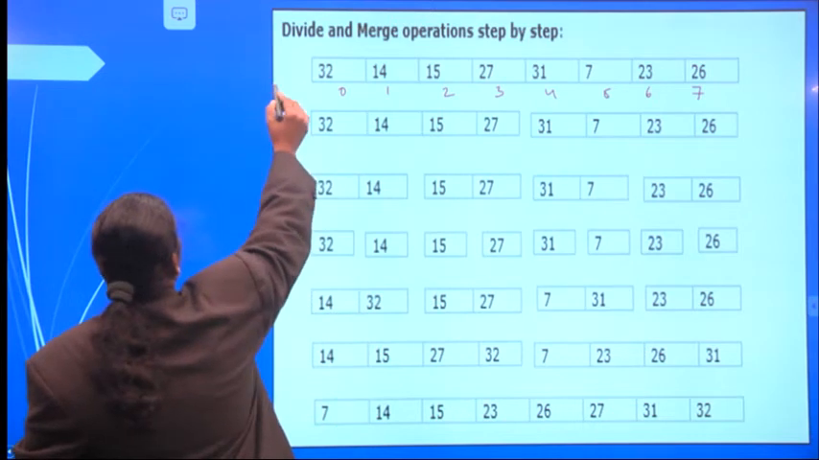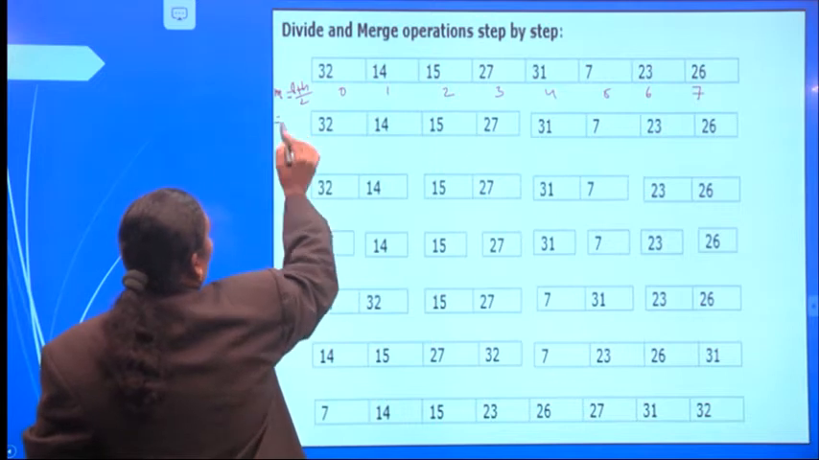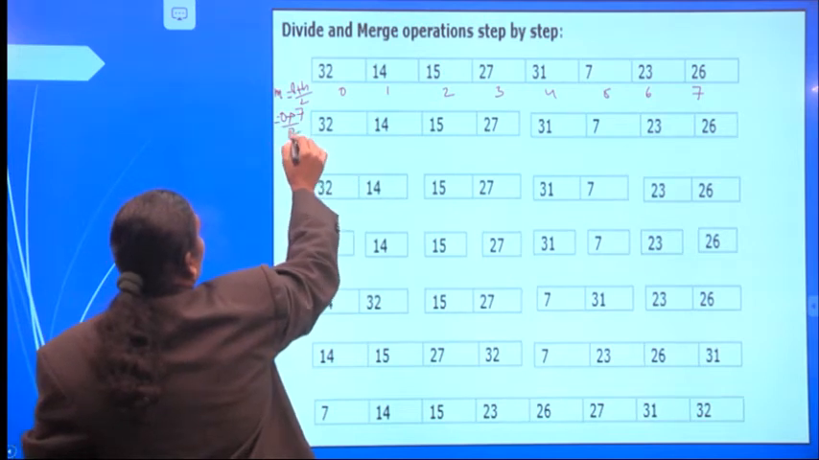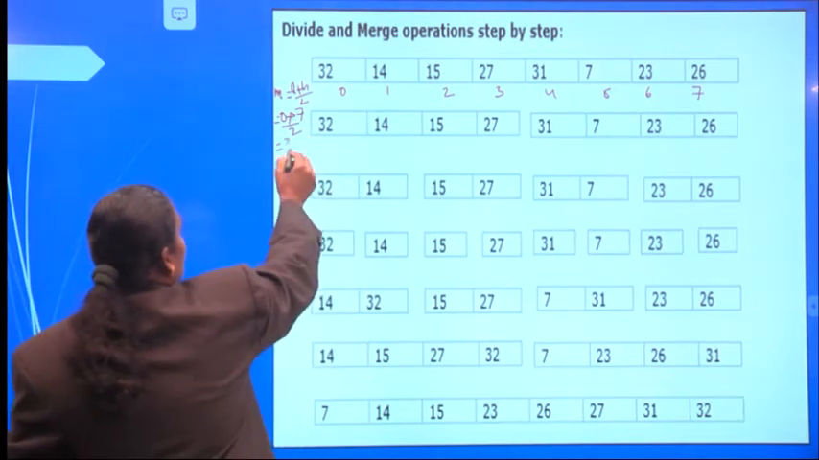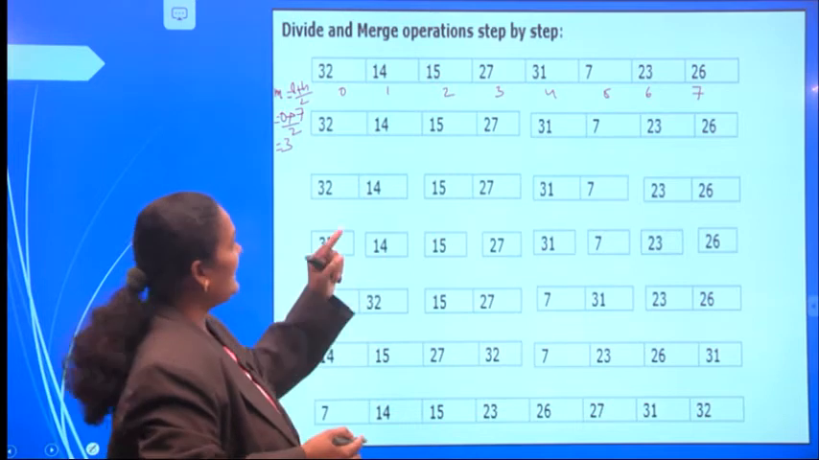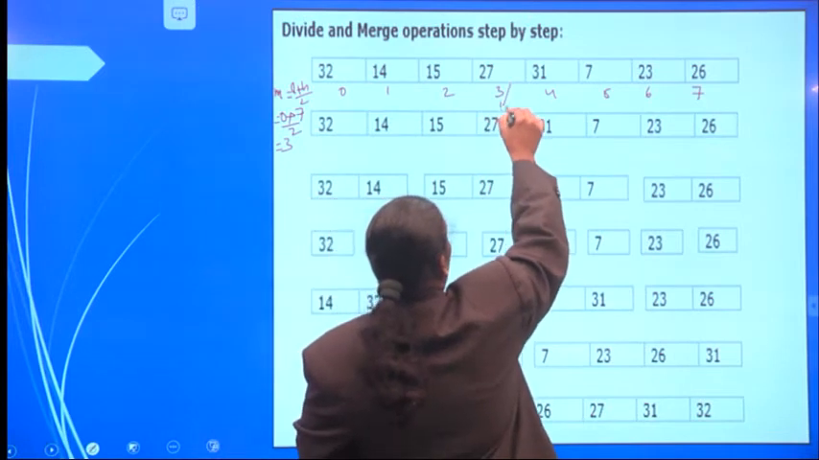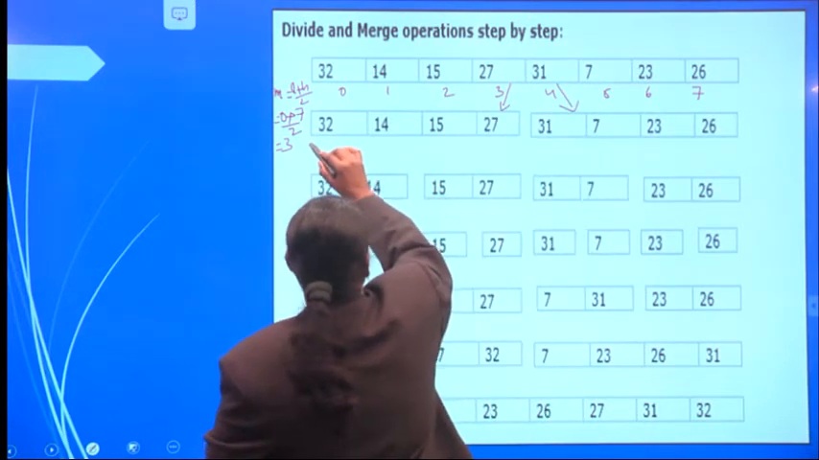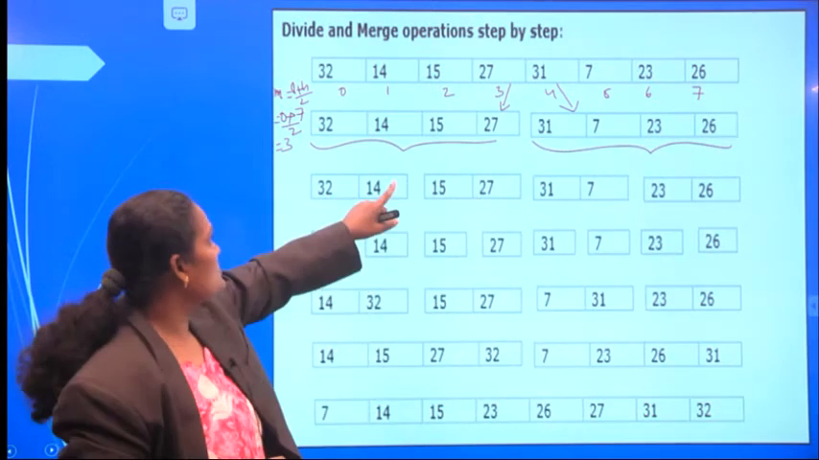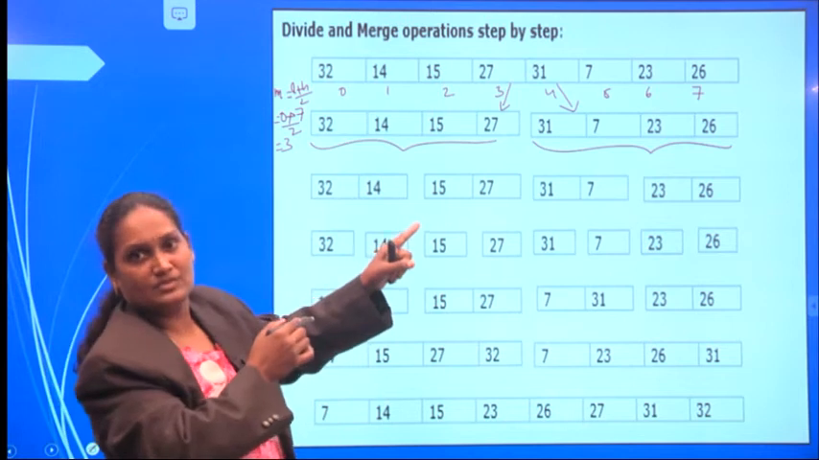Now here, mid is equal to low index plus high index by 2. What is low index? Low index is 0, plus high index is 7, by 2, which returns 3.5. Since we consider only integer value, we consider 3. That is, the array is divided into subarrays at 3. This becomes one subarray and this becomes another subarray. First, we need to sort this subarray, then we need to sort that subarray, and these 2 sorted subarrays should be merged.